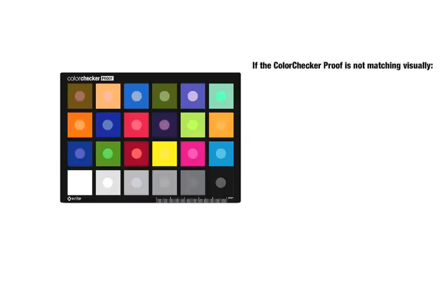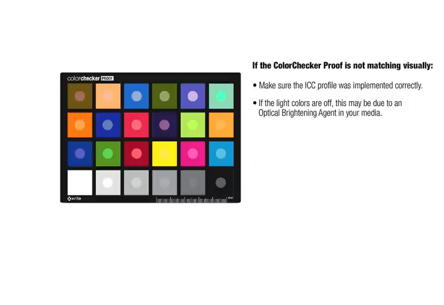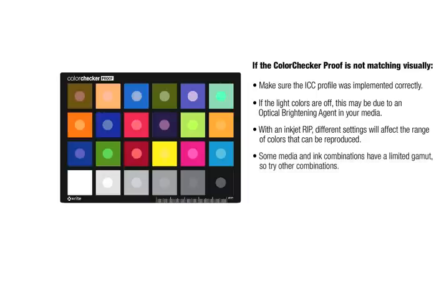If the ColorChecker Proof is not matching visually, there are a couple things you can try. First, make sure the ICC profile you created was implemented correctly in your printer workflow. If the light colors are off, this may be due to an optical brightening agent in your media. If you're working with an inkjet rip, different settings such as print speed and individual ink channel limits will affect the range of colors that can be reproduced. Check with your rip vendor for more details on these settings. Some media and ink combinations have a limited gamut, so try another combination to see if you get better results.